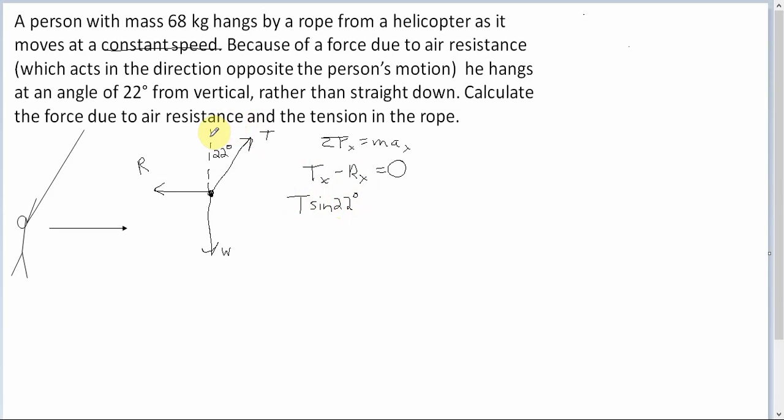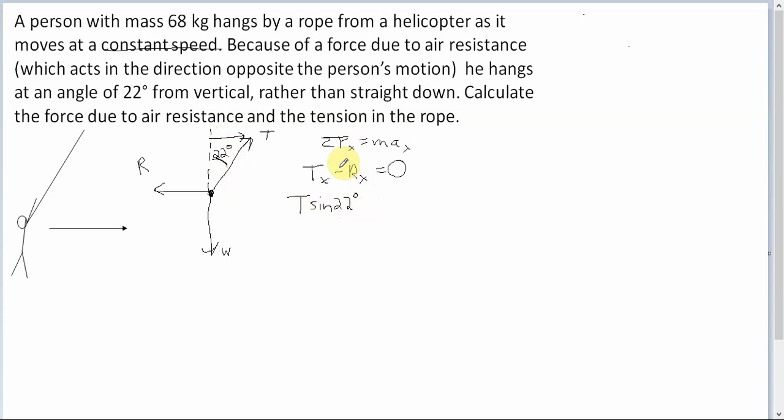It's the sine because we want the horizontal component here, and as you see, if this is our 22 degree angle, then the side of our right triangle that we're looking for, the horizontal side, is in fact the side opposite the 22 degree angle. Basically the x component is sine rather than cosine because we're measuring the angle from vertical rather than horizontal as we usually do.